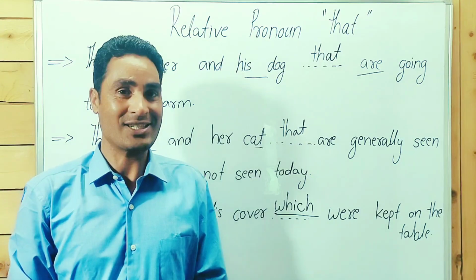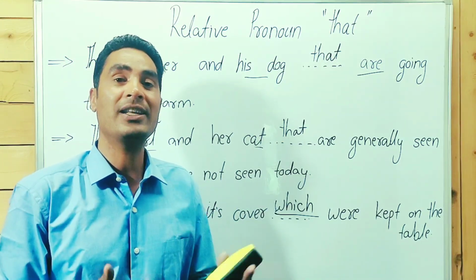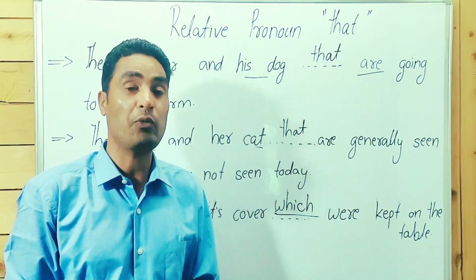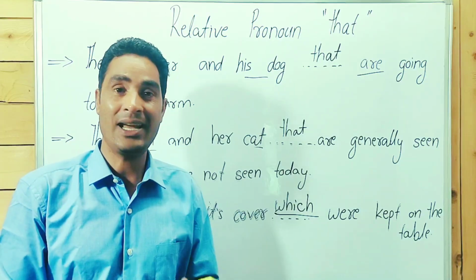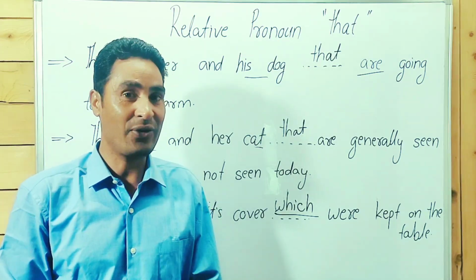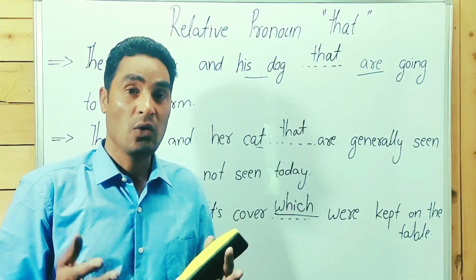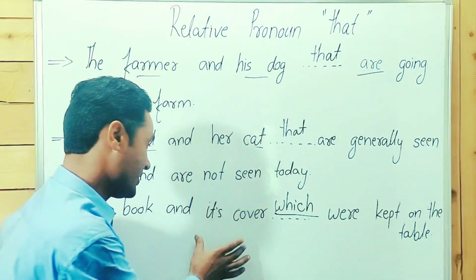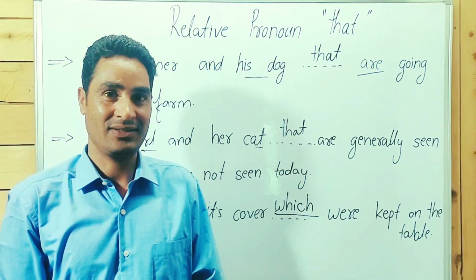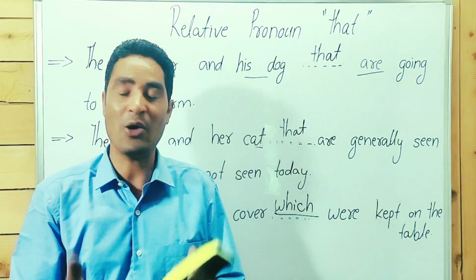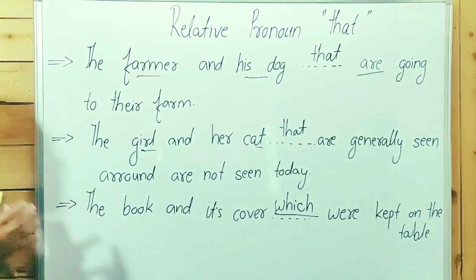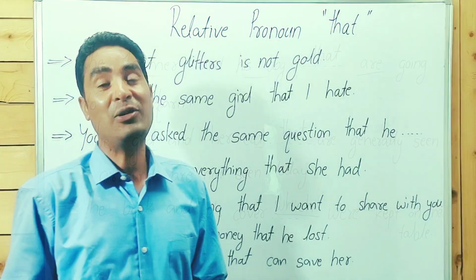I hope you understood. In the next slide we will learn the uses of that as a relative pronoun when all, the same, the only, the little, the few, none, nothing, nobody, everybody, everything are used with the antecedent. In this case we use the relative pronoun that. If you want to take a screenshot, you can take it. Have a look at the words.